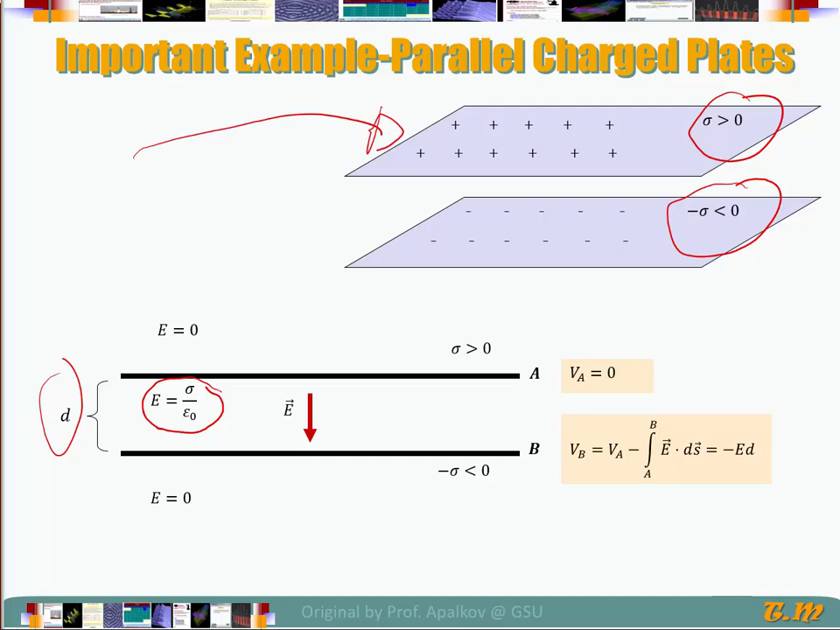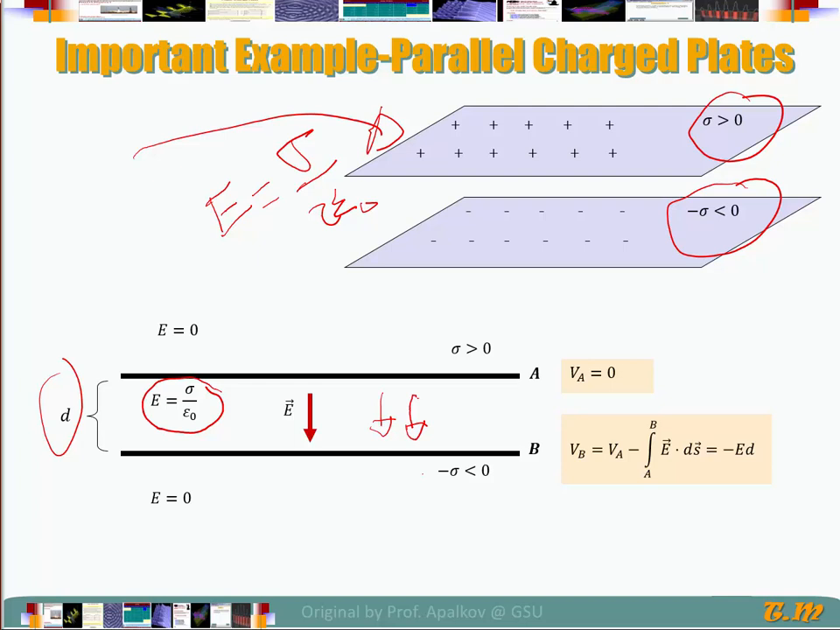Remember, for an infinite plate, when we have just one plate, the electrical field is given by sigma over 2 epsilon 0. So the electrical field due to the positive one on top is going to be like this, given by sigma over 2 epsilon 0. And the electrical field due to the negative one at the bottom is given by the same expression and is going to point in the same way.